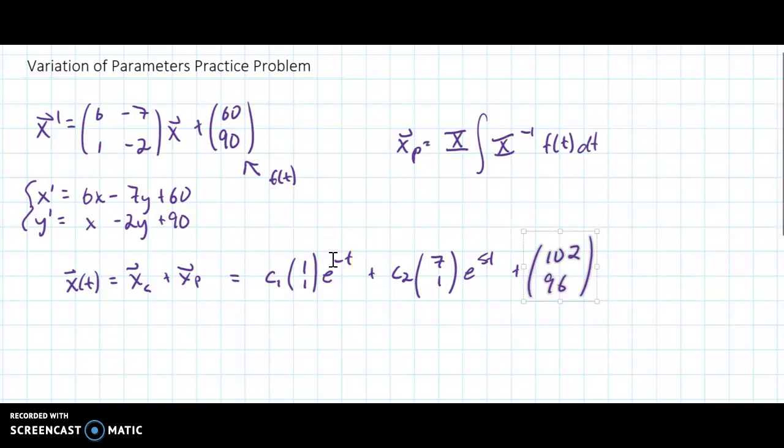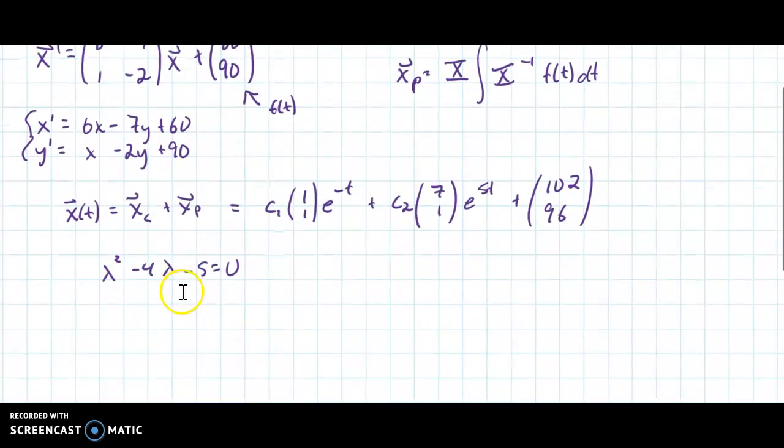All right, so the first thing that we need to do with this is calculate our xc, because that's part of our formula. So the xc we get from this right here, that is, I do my lambda squared, I do a negative trace, that gives me minus 4 lambda, and then I do my determinant, and that gives me minus 5 equals 0. Factors to lambda minus 5 and lambda plus 1 equals 0. So I get a lambda equals 5 and a lambda equals negative 1.